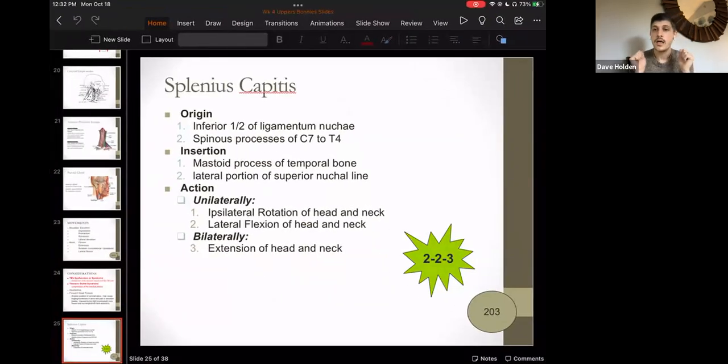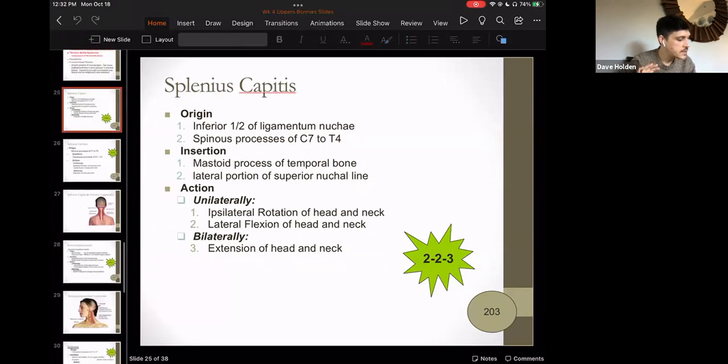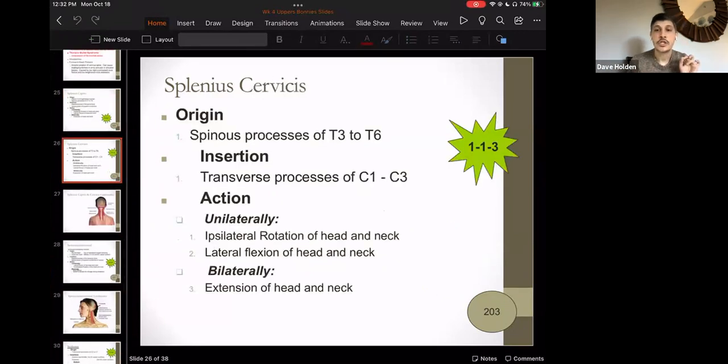Okay. So splenius capitis. Capitis, like where you wear your cap. It's on your head. This muscle inserts on the skull. Mastoid process, lateral third of the nuchal line. The next muscle is splenius cervicis. Cervicis, like cervical, like the neck. This one does not hit the skull. This one inserts on the neck, on the cervical spine.